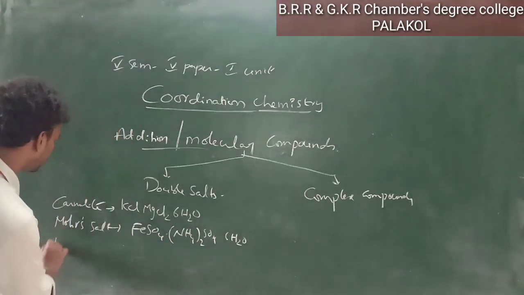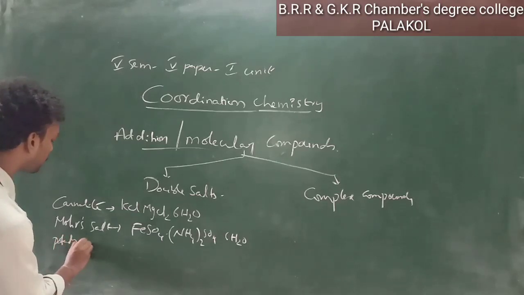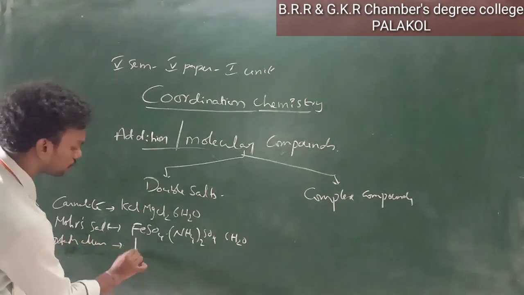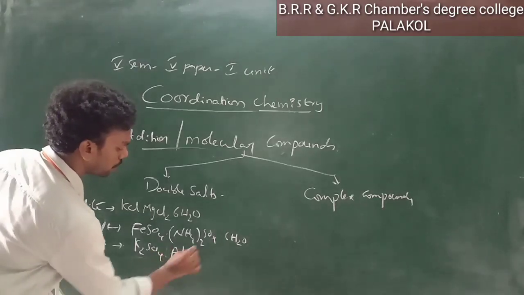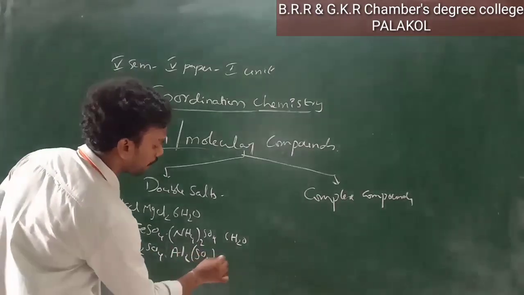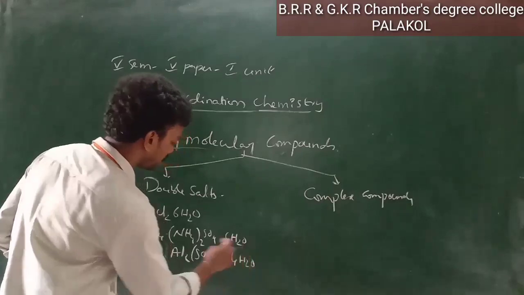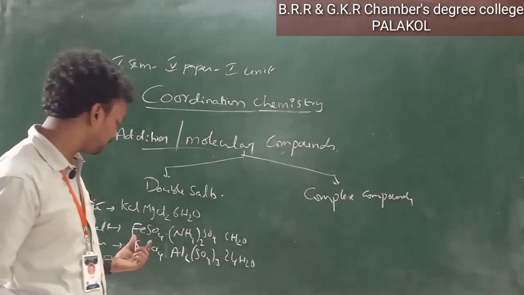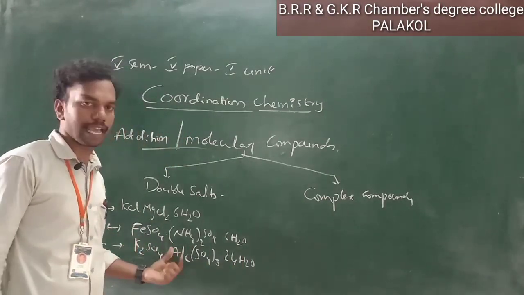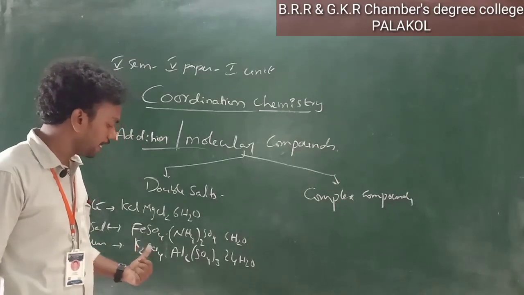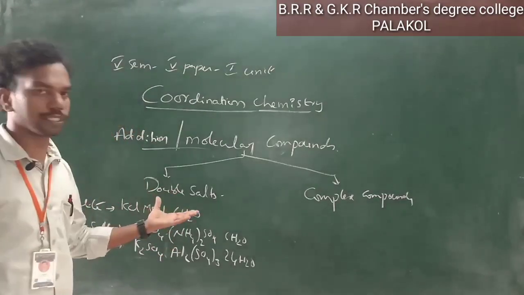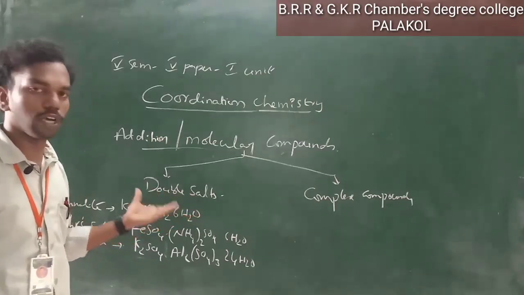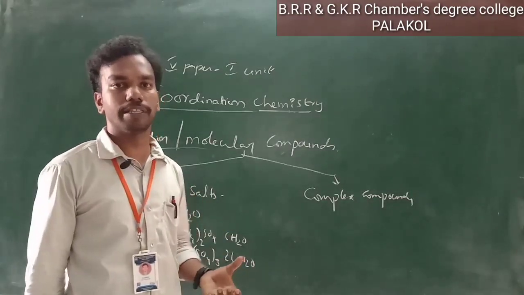The next example is potash alum: K2SO4, Al2(SO4)3, 24H2O. When this potash alum is dissolved in aqueous solution, it gives K+, SO4 2-, and Al3+. All these are examples of double salts. What are double salts? The compounds which lose their identity when dissolved in aqueous solution.